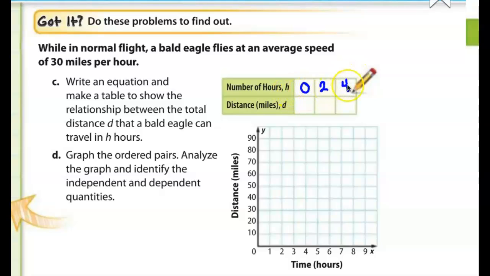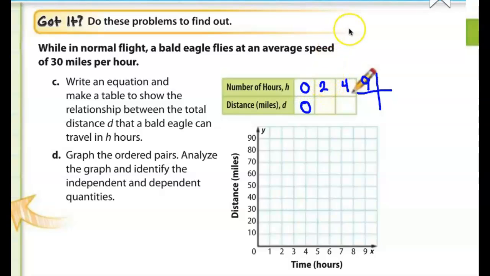Okay, so again, the number of hours is going to be the independent variable. So I could have chosen any number. In fact, I could even extend this out and say 9. Okay, so let's just put 9 there as well. So in 1 hour, the bald eagle is going to go 30 miles per hour. But if you have 0 hours, the distance they're going to go is 0.